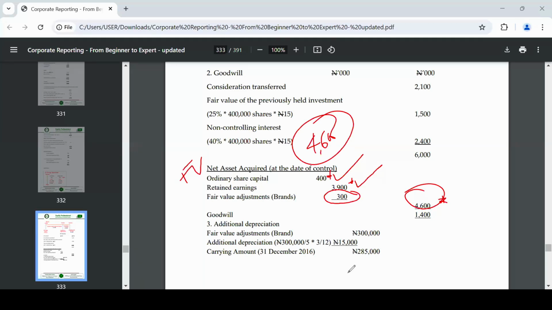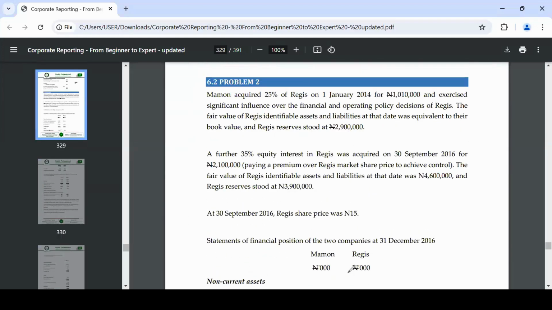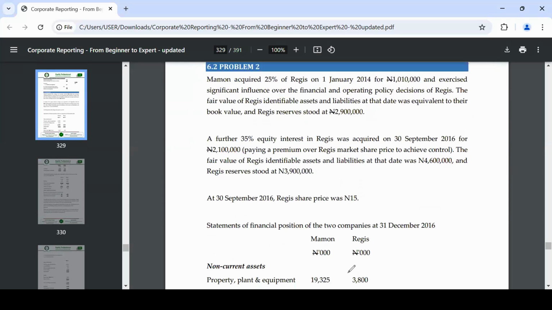I don't know if you recall. Let me quickly take us back a little bit to the question. They mentioned it in the second paragraph. Look at the last statement: the fair value of Regis' identifiable assets and liabilities at that date was 4.6 million. They told me the fair value of the net asset at this point. They only now went further to tell me that the reserve stood at 3.9.